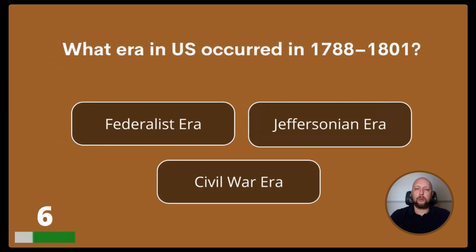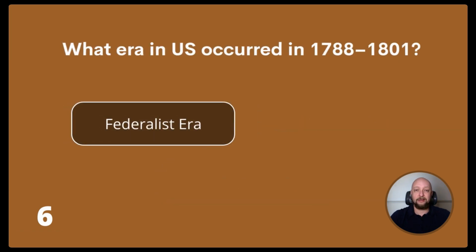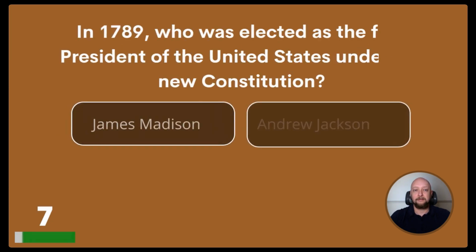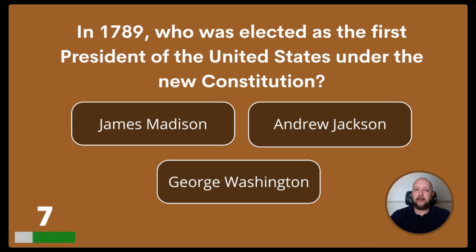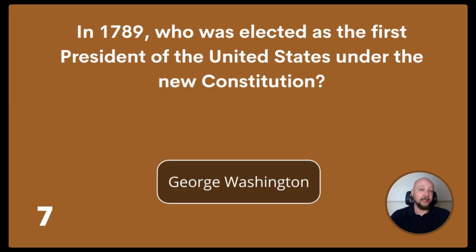What era in the U.S. occurred in 1788 to 1801? Was it the Federalist era, the Jeffersonian era, or the Civil War era? The answer is the Federalist era. In 1789, who was elected as the first president of the United States under the new Constitution? Was it James Madison, Andrew Jackson, or George Washington? The answer is George Washington.